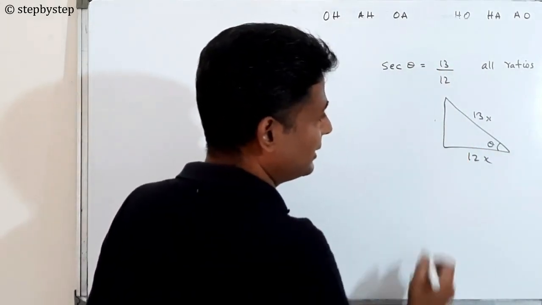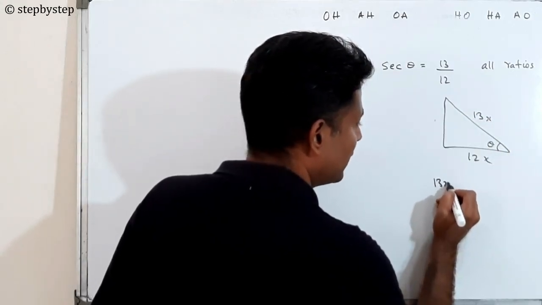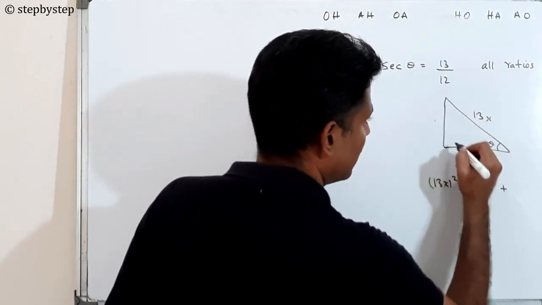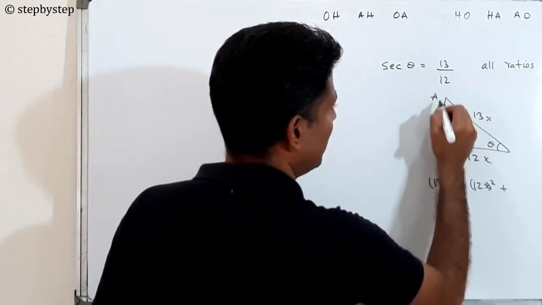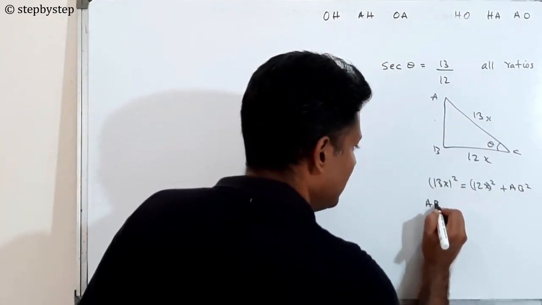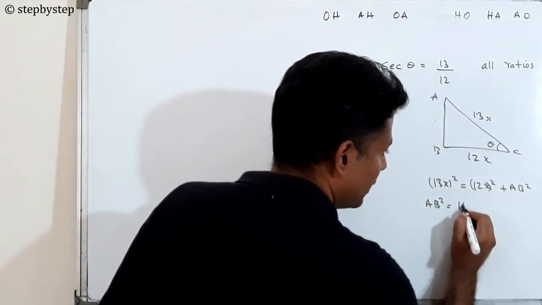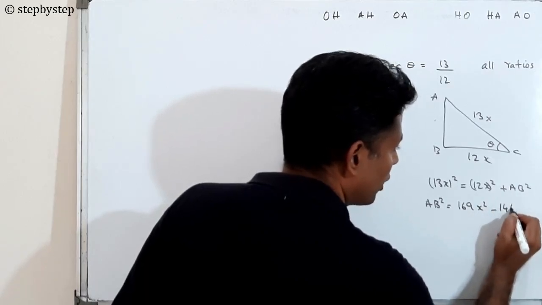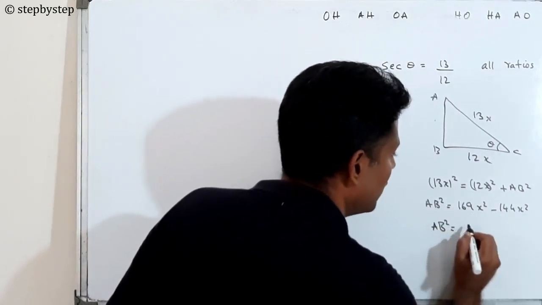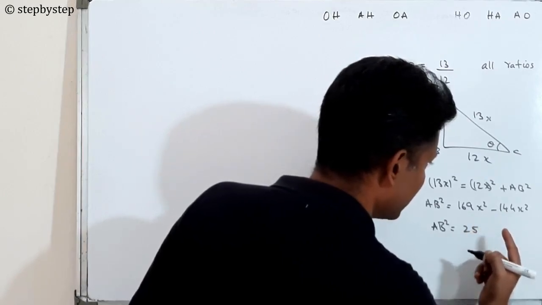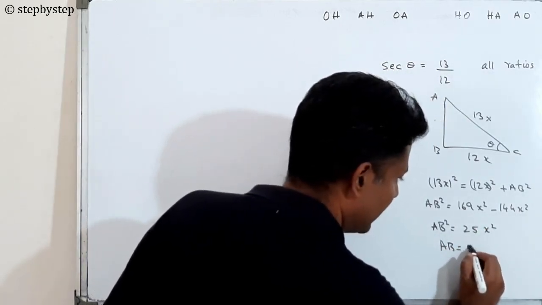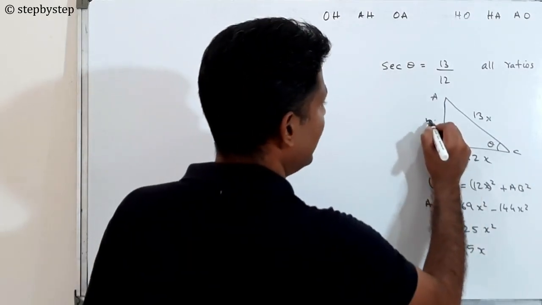Now similarly we can find this side using the Pythagoras theorem. So what will it be? 13x squared equals 12x squared plus the remaining side, let's say we mark the triangle as A, B and C, so AB squared. So AB squared will be equal to 13x squared minus 12x squared, that is 169x squared minus 144x squared. When I transpose this side it becomes minus. So AB squared will be equal to 25x squared. So AB equals root of 25x squared, that is 5x. So here we'll get 5x.